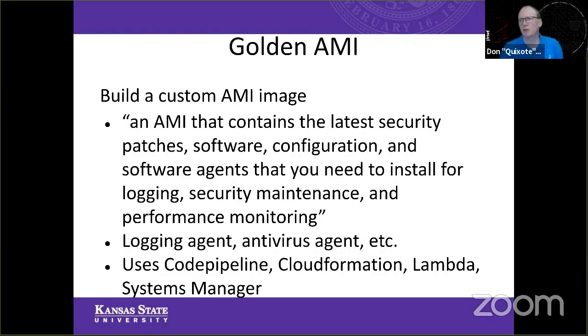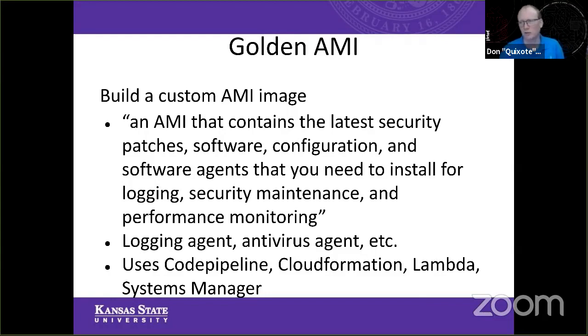A Golden AMI image is a custom image that contains all of the security patches, software configurations, antivirus, logging agent, everything that you want as an organization to have, and you want it everywhere. So instead of someone spinning up an instance and then having to go through all this stuff by hand, or every single CloudFormation script out there doing the same stuff, you can create an AMI that has all this baked in already.